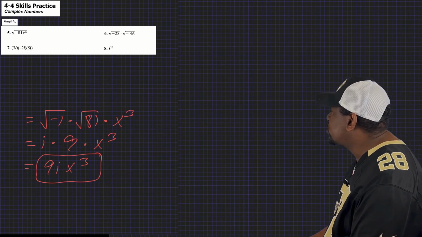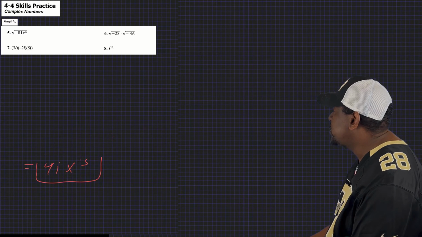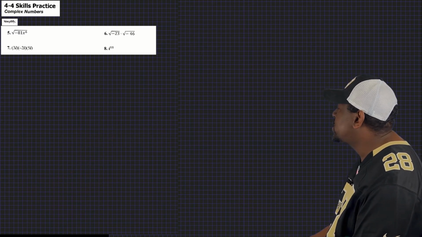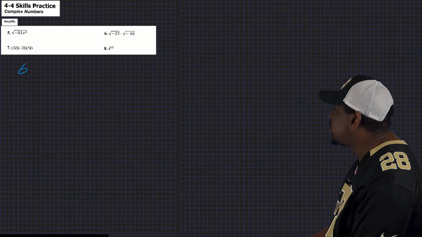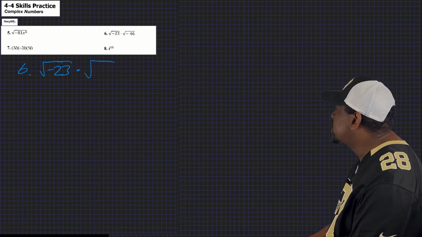So now we will go to our next problem here. Which one will we do next? Which one do you think we'll go to? We'll go to number 6. So now we have two negative numbers that are being multiplied, two negative radicals. The square root of -23 times the square root of -46.